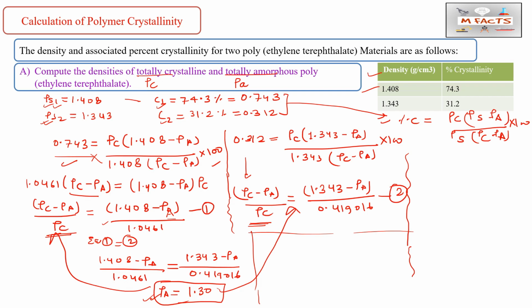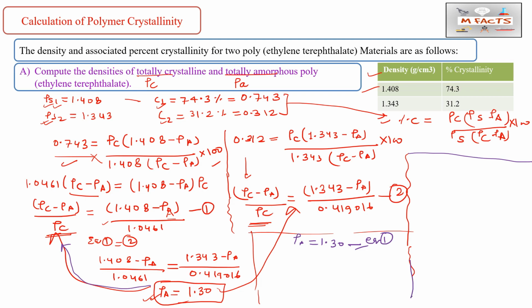For the calculation of this rho C value, I will put this value in equation 1. You can also check by putting this value in equation 2. By both routes you will get the same answer. So I am putting this rho A, 1.30, into equation 1, and I am calculating here for rho C value.